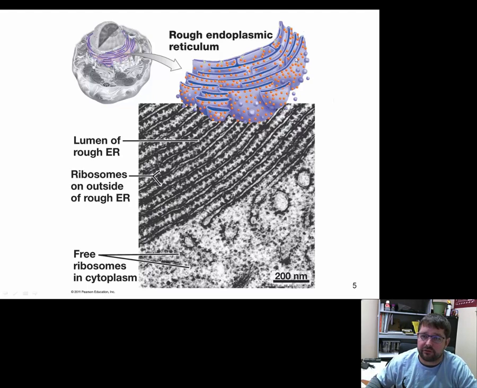But the rough ER has these ribosomes associated with it, so proteins are going to be made. All you have to do is copy your DNA into messenger RNA, and then it moves into the rough endoplasmic reticulum and starts making proteins. These proteins get packaged into little teeny vesicles. Here you can see some vesicles that are moving away from the rough ER. They're going to be moving into the Golgi apparatus for repackaging and sorting and things like that.